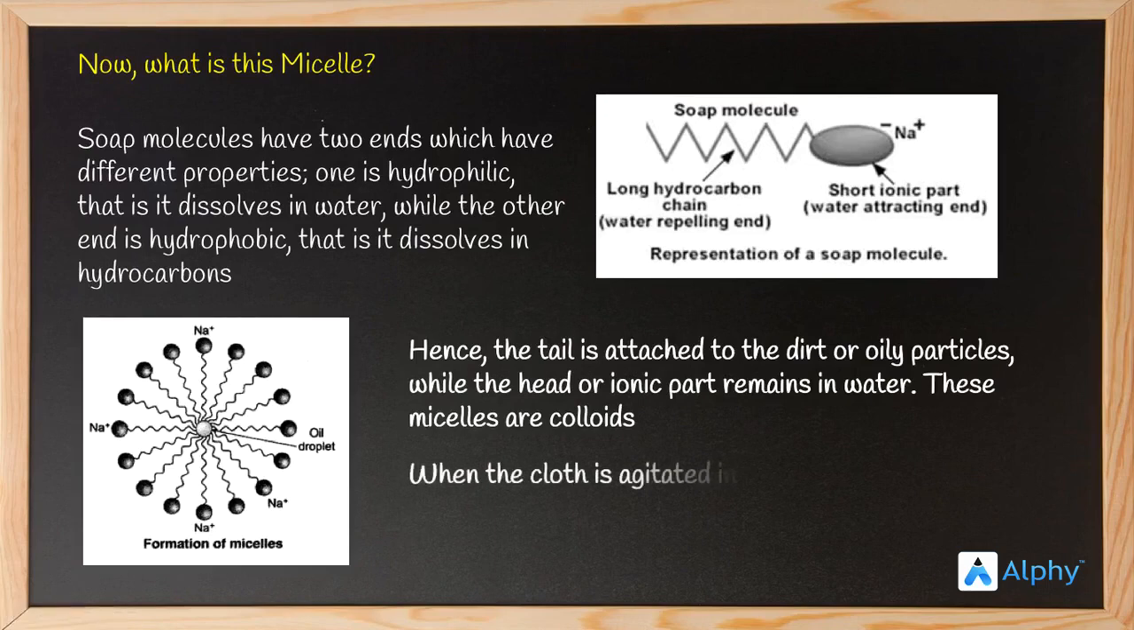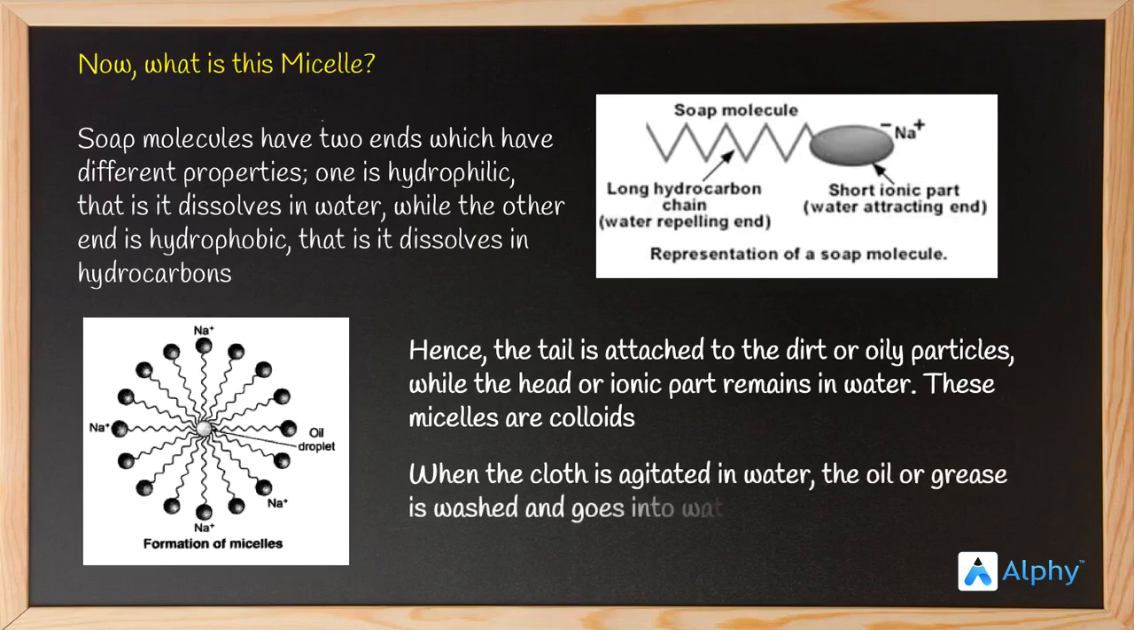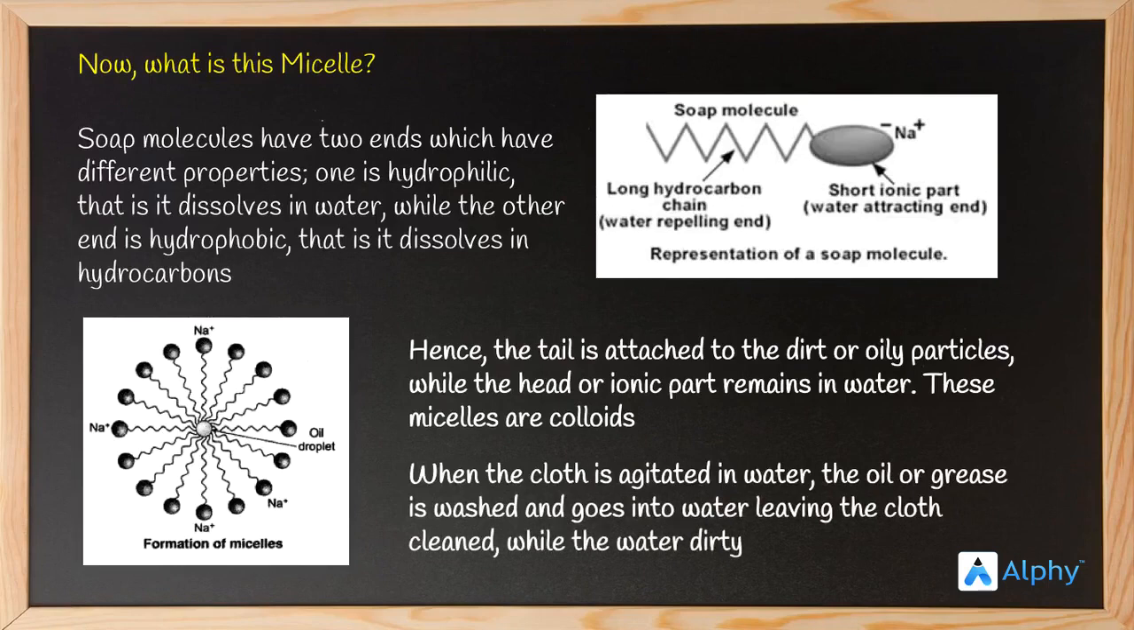When the cloth is agitated in water, the oil or grease is washed and goes into water, leaving the cloth cleaned while the water dirty. So when we agitate this cloth in water, like scrubbing or beating on a stone or anything else, this oil and grease particle is washed away, and this oil or grease particle moves into the water and it will turn all the water dirty and your cloth gets cleaned.